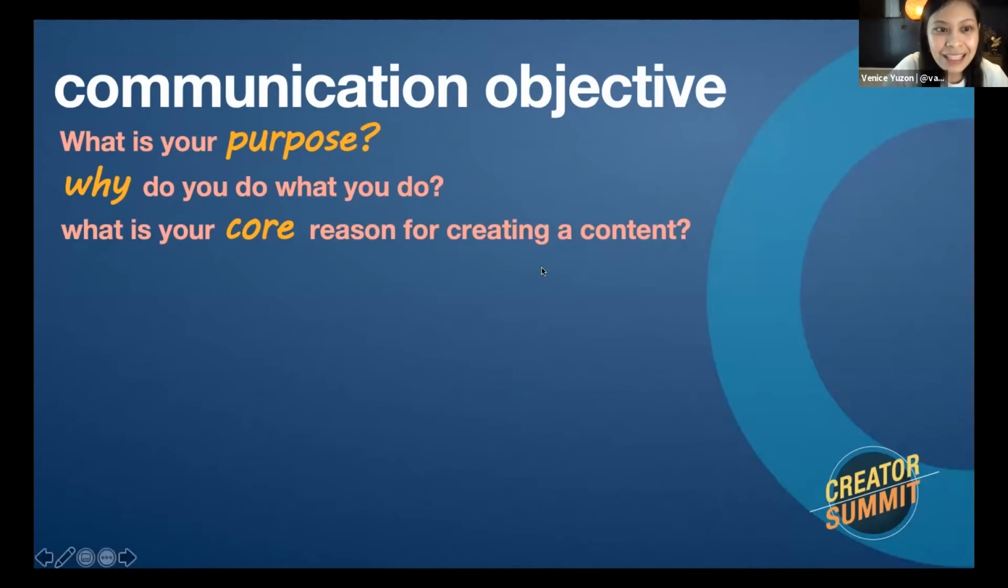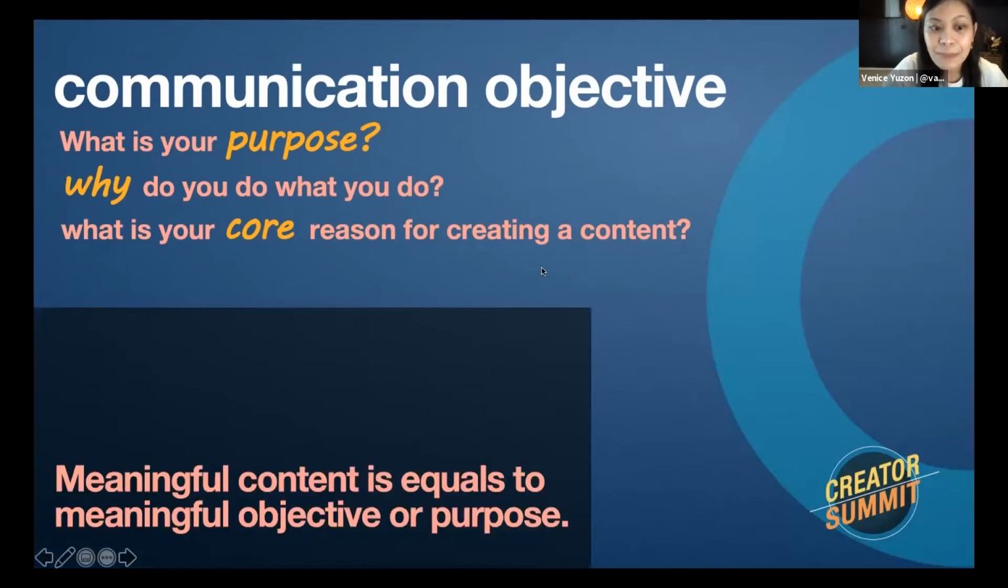Okay. Next, I have to emphasize that meaningful content equals meaningful objective or purpose. The more meaningful your objective, or the more meaningful your purpose is, the more meaningful content you will produce. Sometimes you don't need to have extravagant tools. Hindi mo kailangan ng PSD or Premiere or Photoshop. Sometimes you don't need high level editing skills or animation. Sometimes it's not important as long as you have the right objective.